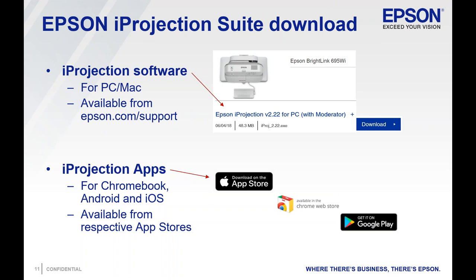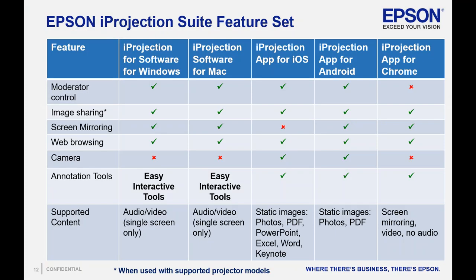If you're using a Chromebook, Android, or iOS device, you need to go to the respective application store, so the App Store for Apple, or the Google Play Store for Android, or the Chrome Web Store for Chrome. So those are the various places you would go to download the applications to your devices. And then, as we said, this chart goes over the differences in the suite versions and what options you have available.